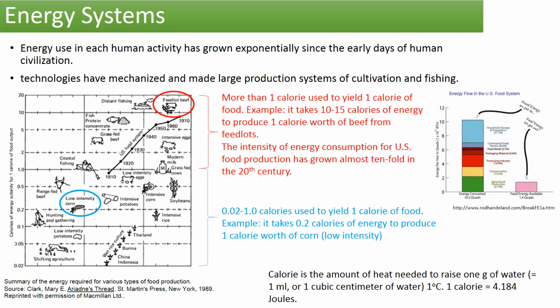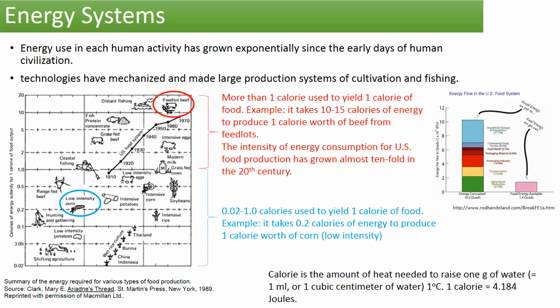On the y-axis it goes from 0.02 calories all the way to 20. So basically, for the ones below 1, you use less than 1 calorie to yield 1 calorie of food, that's really a good and efficient system, okay? But these ones, as I pointed out here, are low intensity farming operations. For example, this kind of corn is low intensity, like we can see small farmers, okay? Farmers that don't use machines, maybe pretty much everything is by hand, okay?